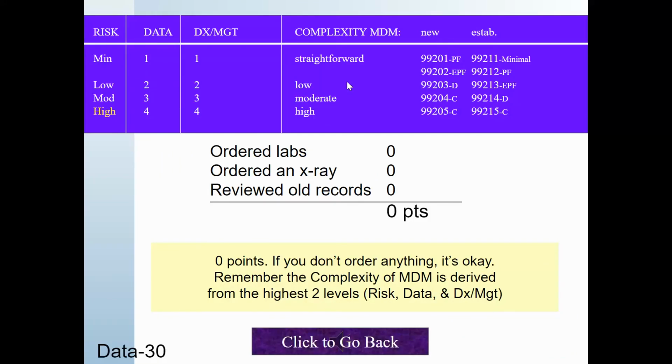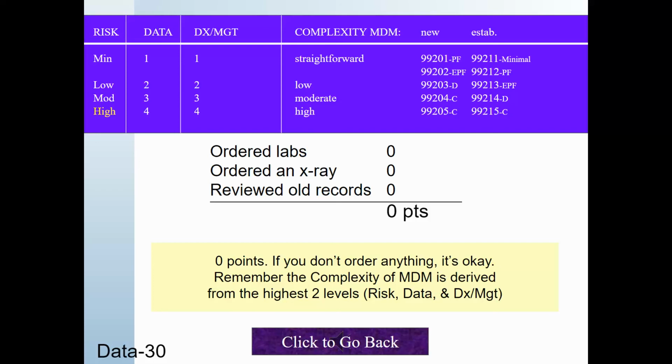You get 0. I put this in here just to make the point that you don't have to do anything to get the points, because sometimes you don't need to order any labs or order an x-ray or review old records. You just don't need to do that. So you don't have to worry about it.